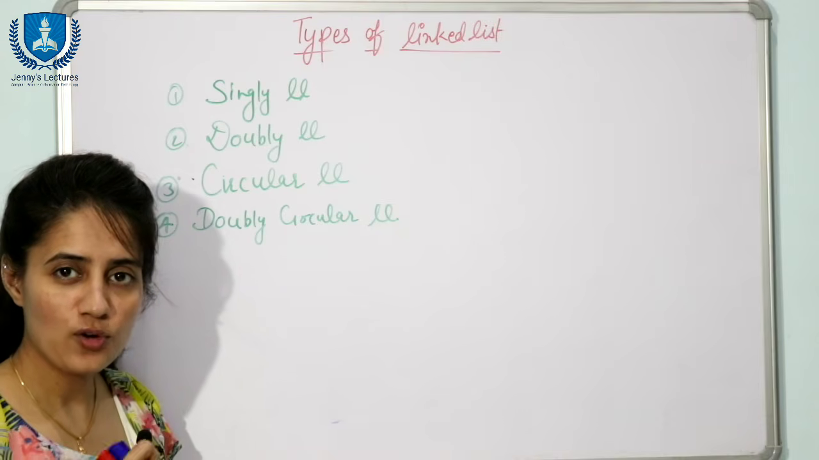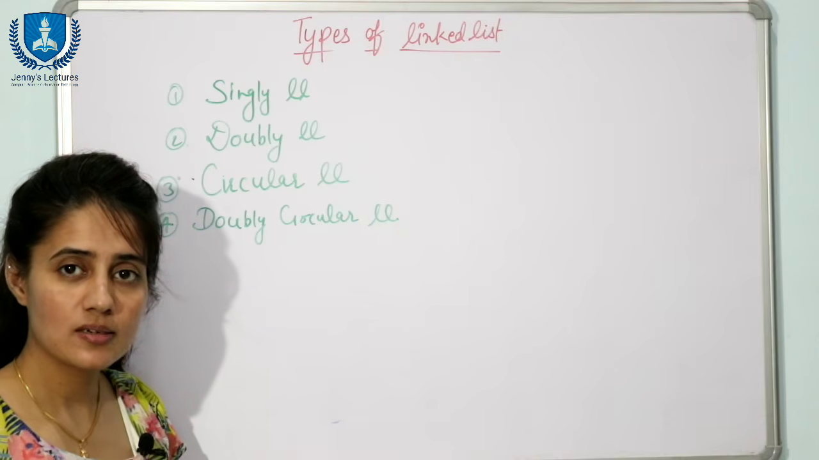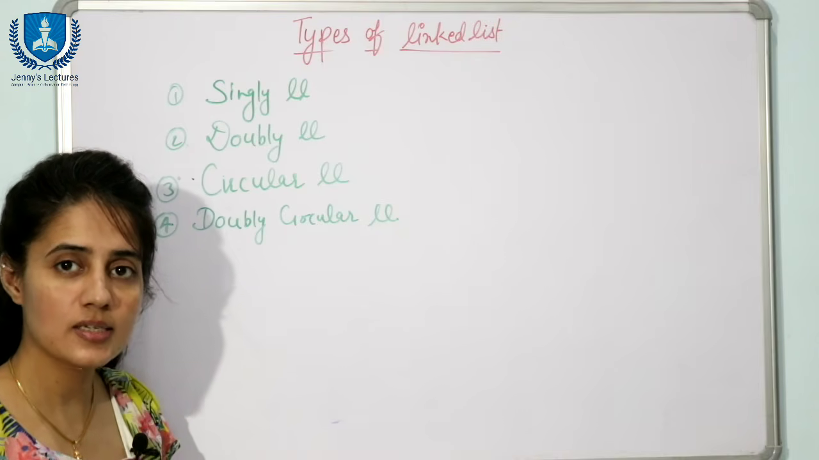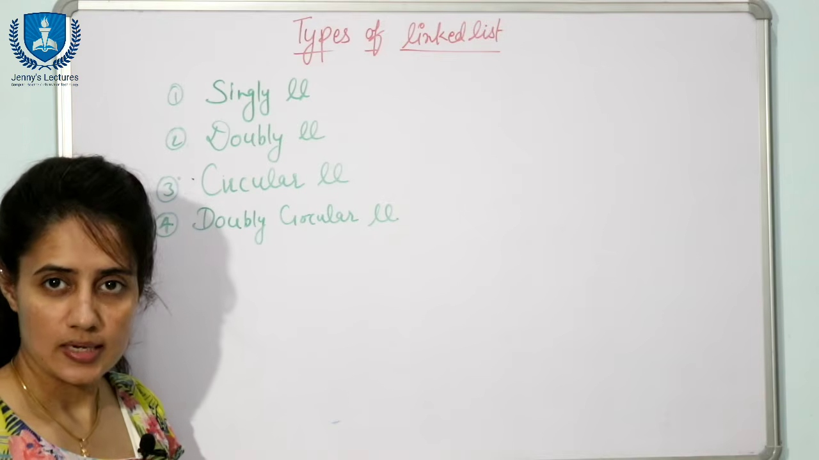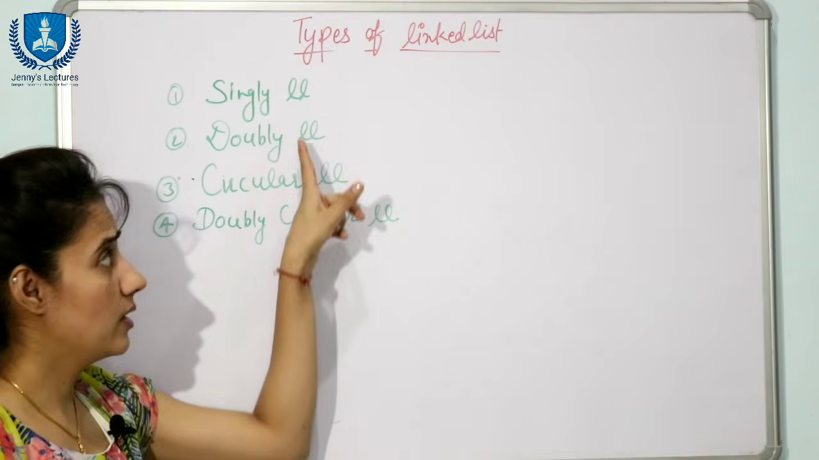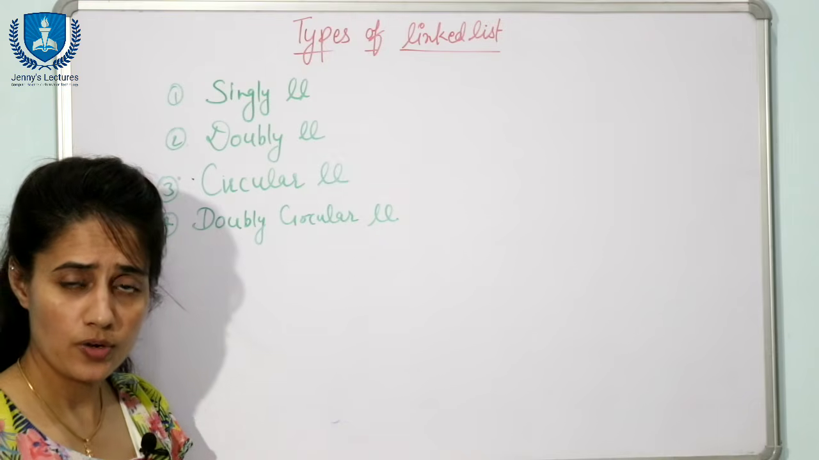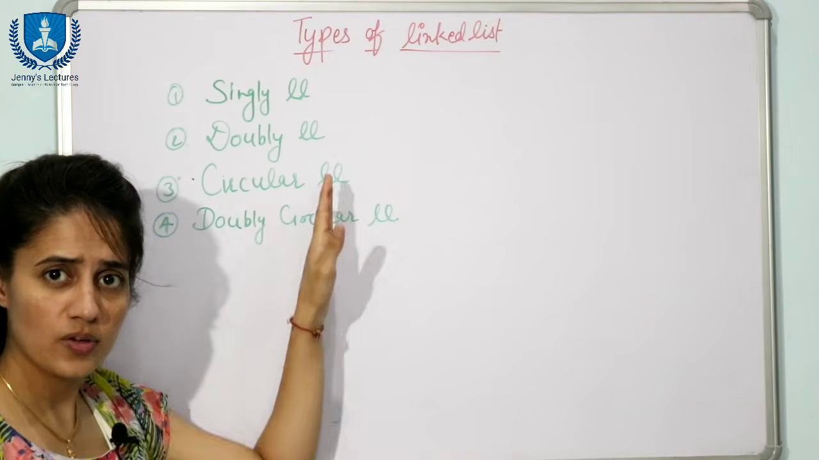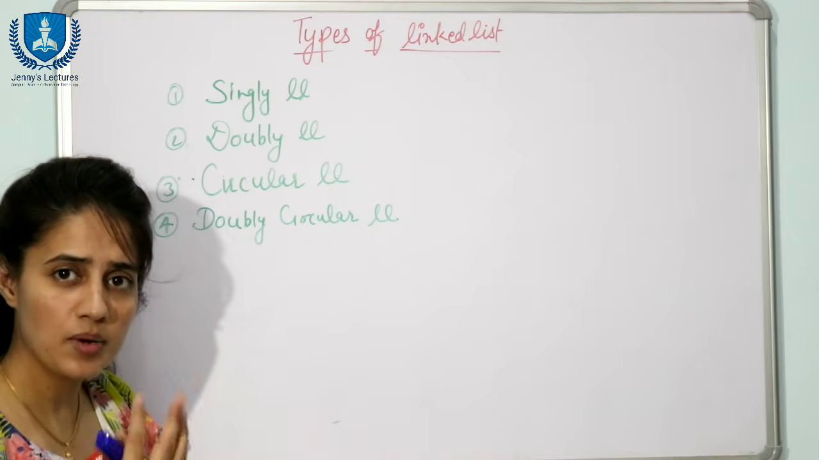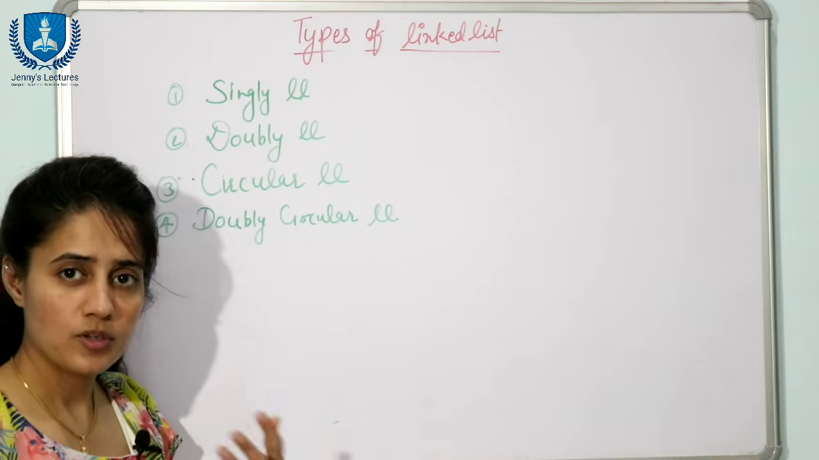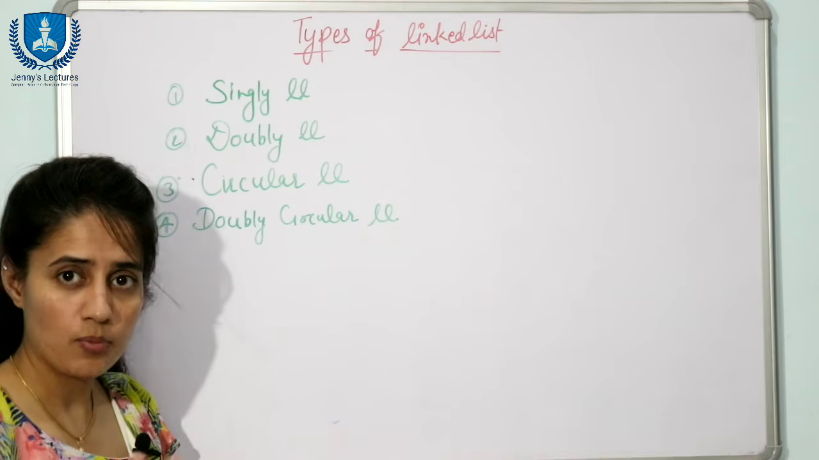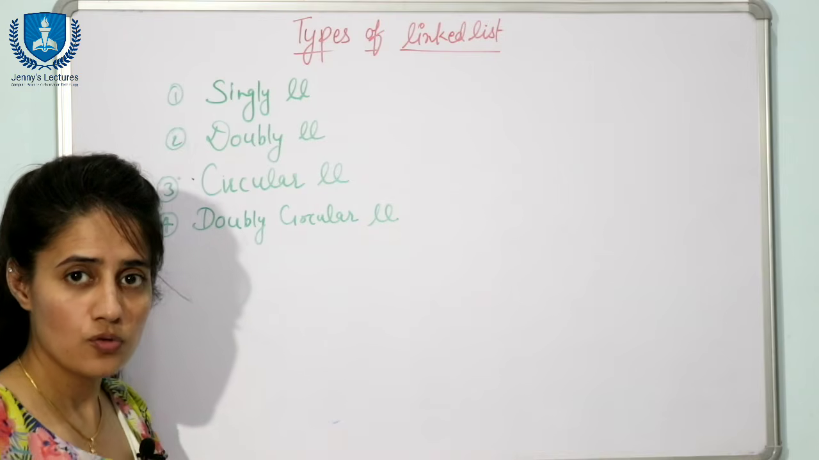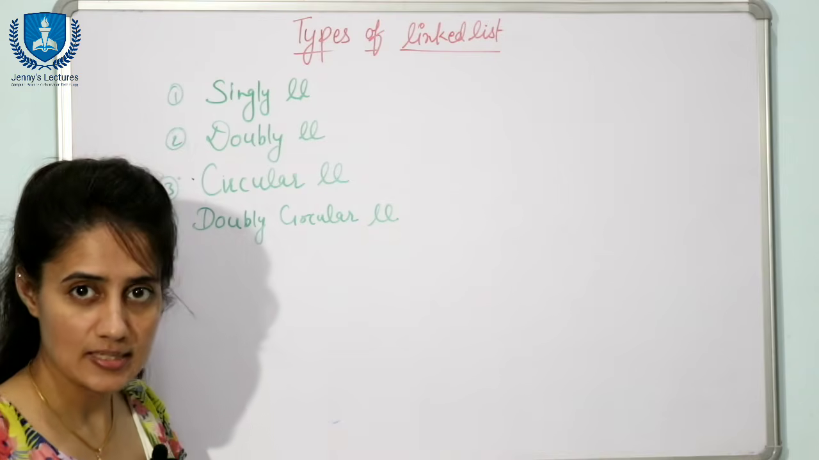We will discuss these 4 types of linked list: singly linked list, doubly linked list, circular linked list and doubly circular linked list. You can modify these linked lists according to you, fine. It's not like that these are the only 4 types of linked list. You can do some modification in these linked lists while implementation, and you can implement your own type of linked list, fine. So first of all, we will discuss what is singly linked list.